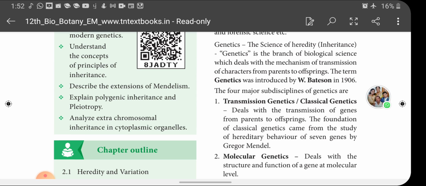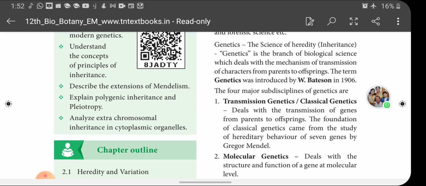The term genetics was introduced by W. Bateson in 1906. Remember the definition of genetics and also who coined the term genetics; you will get this as a 2 mark question. Genetics is the branch of biological science which deals with the mechanism of transmission of characters from parents to offspring. The term genetics was introduced by W.